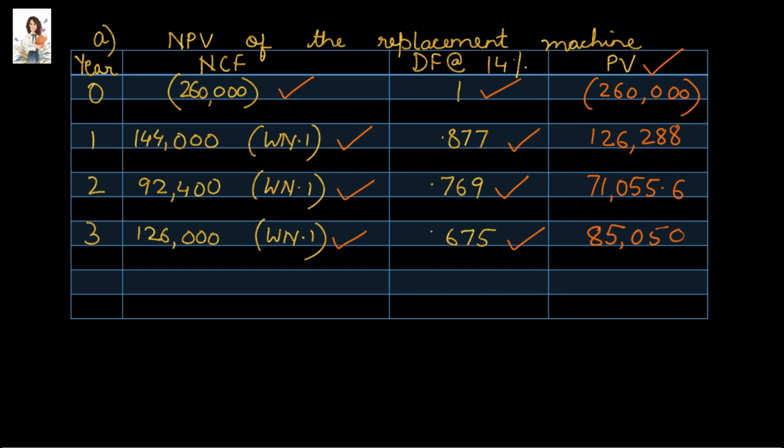At the end of year 3, it is 126,000 into 0.675. That is $85,050. We can now find the net present value or the NPV, which will be the total of all these figures. Bear in mind that $260,000 is negative. So the net present value is 22,393.6. With this, we have completed part A of the question.